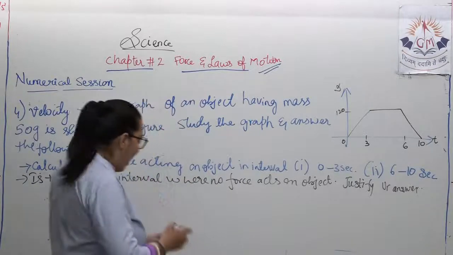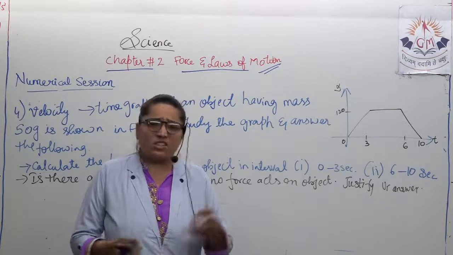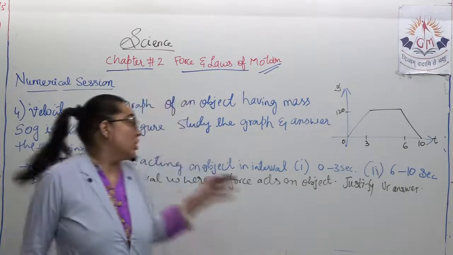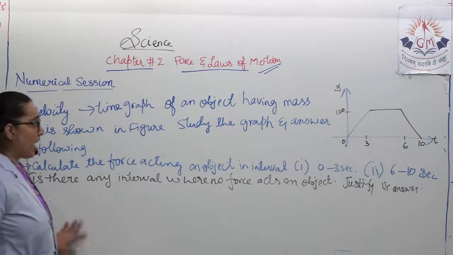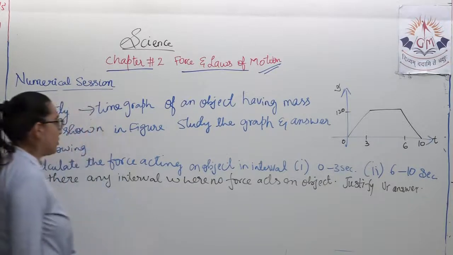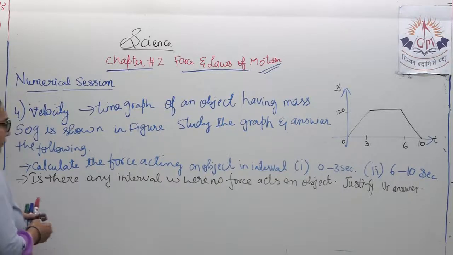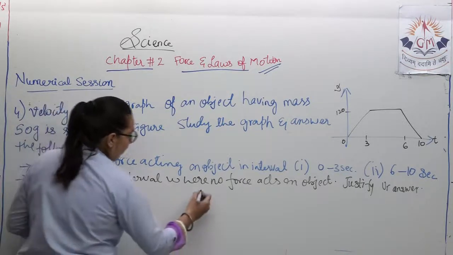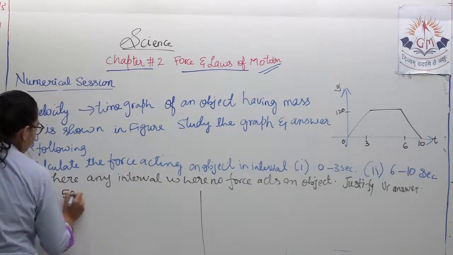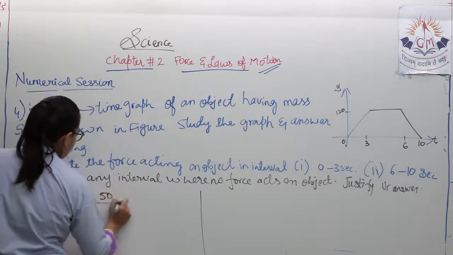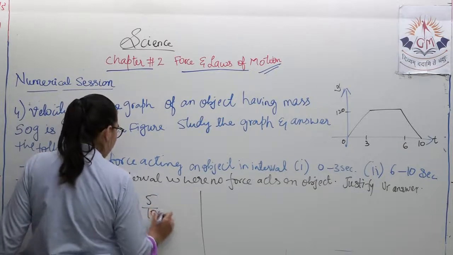Okay. Now what happens whenever you have very long questions is that the answers are very simple and easy. So let's have a look at the question. The velocity versus time graph for an object having mass 50 grams is shown in the figure. First thing is mass. Convert the mass given in grams into kilograms. So 50 upon 1000, that is 5 by 100 kilogram.